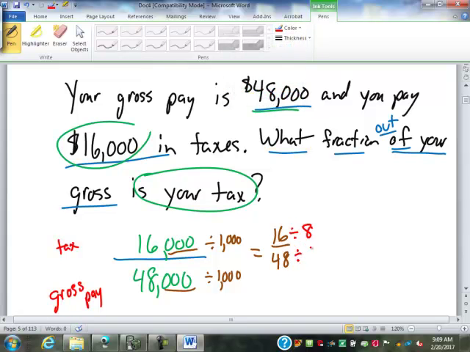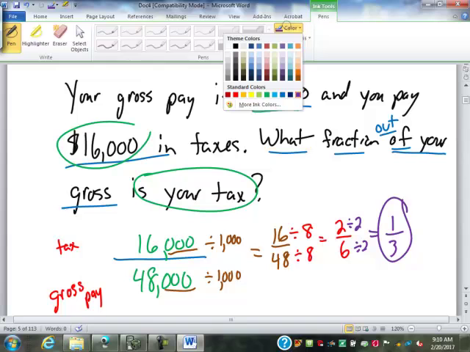8. Well, that'll work. 16 divided by 8 is 2. 48 divided by 8, 6. And we can still divide by 2. 2 divided by 2, 1. 6 divided by 2 is 3. So it's 1/3. So for this person here, 1/3 of their gross pay is taxes.